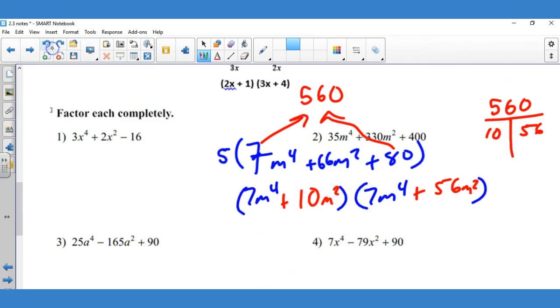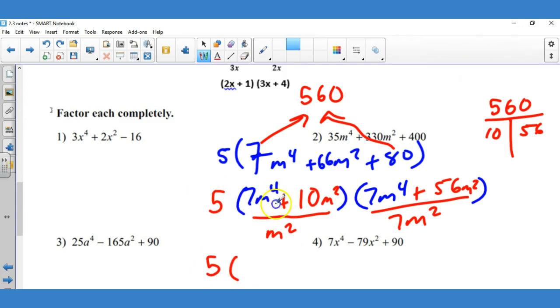Now we're going to find the greatest common factor here, or basically you're going to just keep doing it until you can't find any more common factors. The greatest common factor right here is going to be m squared. The greatest common factor over here is going to be 7m squared. When we simplify this, we get, oh, don't forget about your 5s here, guys. Bring those down.